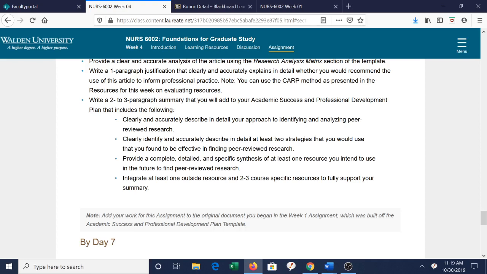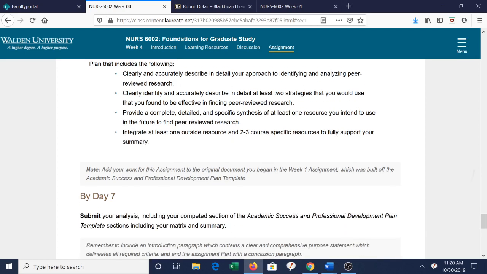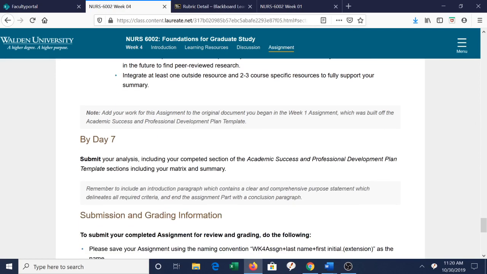And then integrate. Here's a biggie. Integrate 1 outside resource and 2 to 3 course specific resources to support your summary. That means you need to use and cite sources. You've got your outside resource if you're citing your article, and then 2 or 3 course specific resources from your learning resource list there that support what you're doing and what you're saying and how you got what you got, etc. Now, here's another part of the directions that are getting missed by some people.